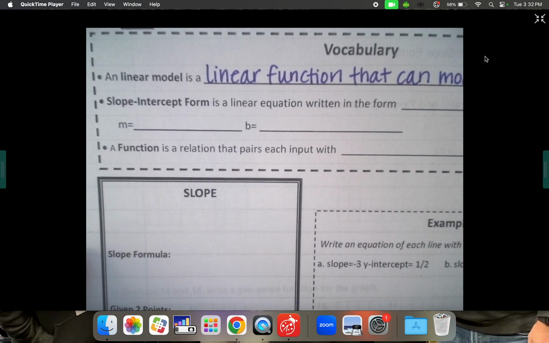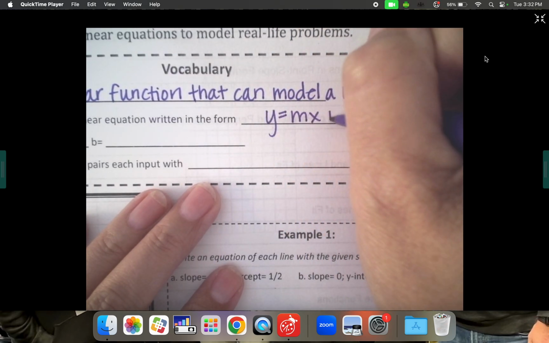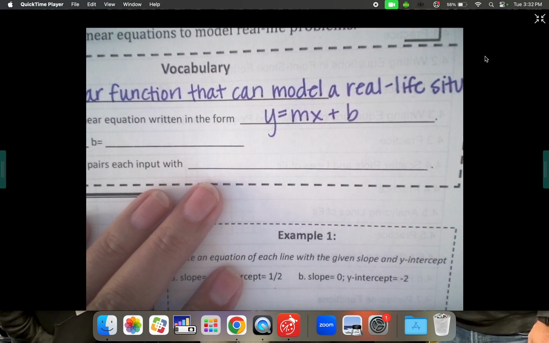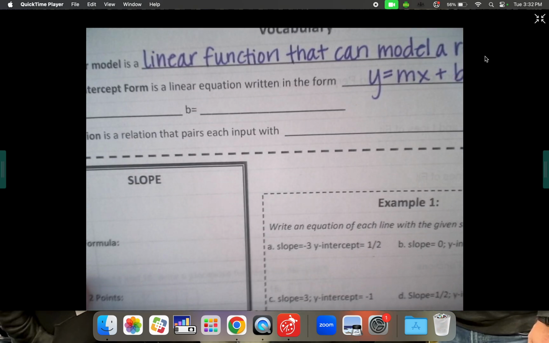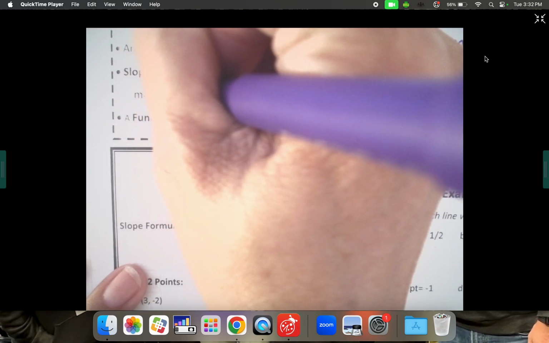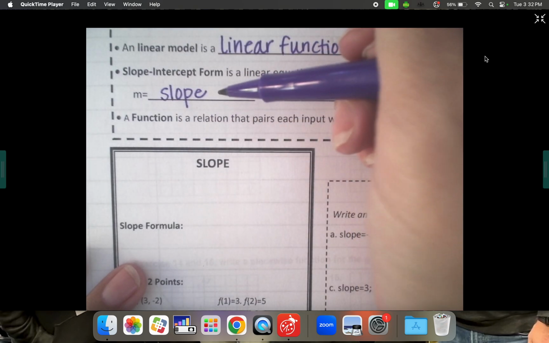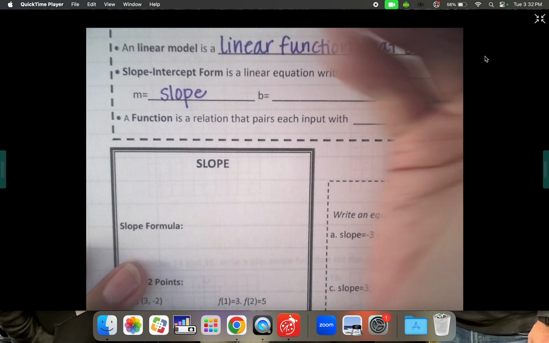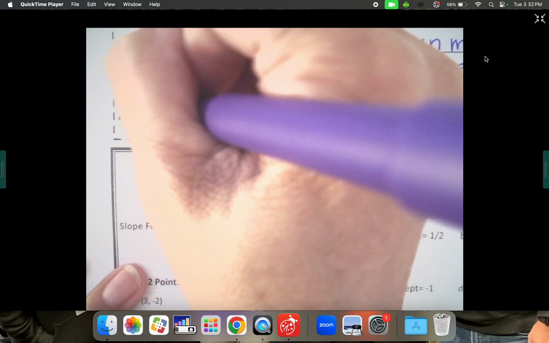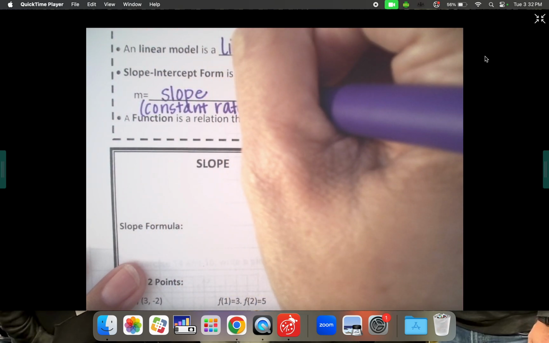Slope-intercept form, you guys should know that by now. We've talked about it a lot. It's a linear equation written in the form y equals mx plus b, where m is your slope. Another thing that I think you've called slope before, like when you were in 7th grade and didn't know it as slope, you called it the constant rate. So let's put constant rate under that.